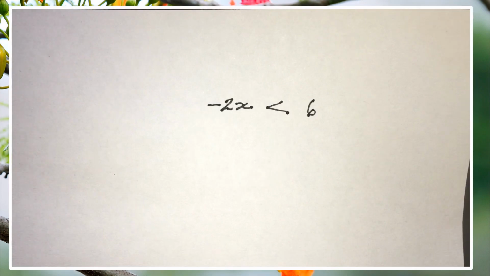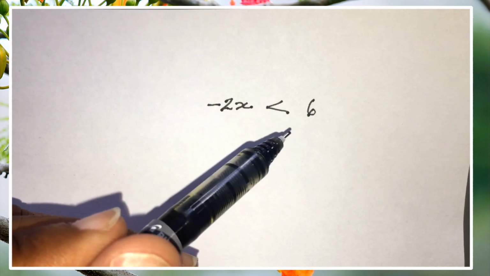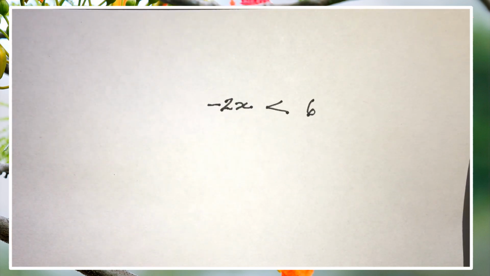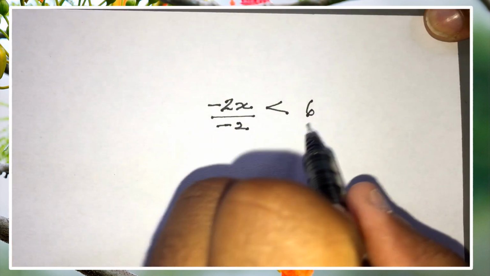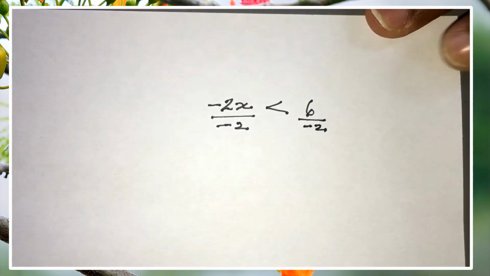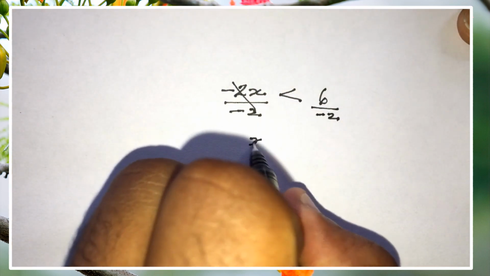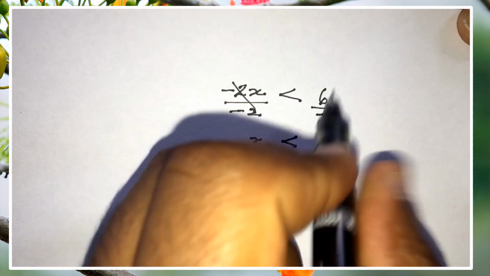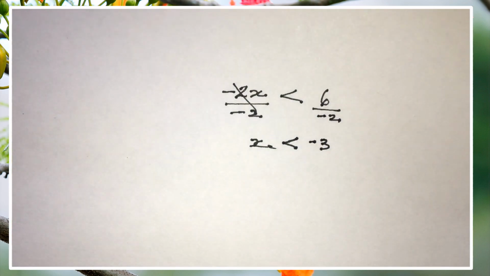So, why is it that we flip the sign when we're dividing or multiplying by a negative? Let me just show you. So here I have minus 2x is less than 6. We're going to solve for x. Simply put, we just divide both sides by that negative 2. So, when we cancel this down, we're going to have x is supposed to be less than, and you work this out, you get negative 3. So it's saying that x is supposed to be less than negative 3.